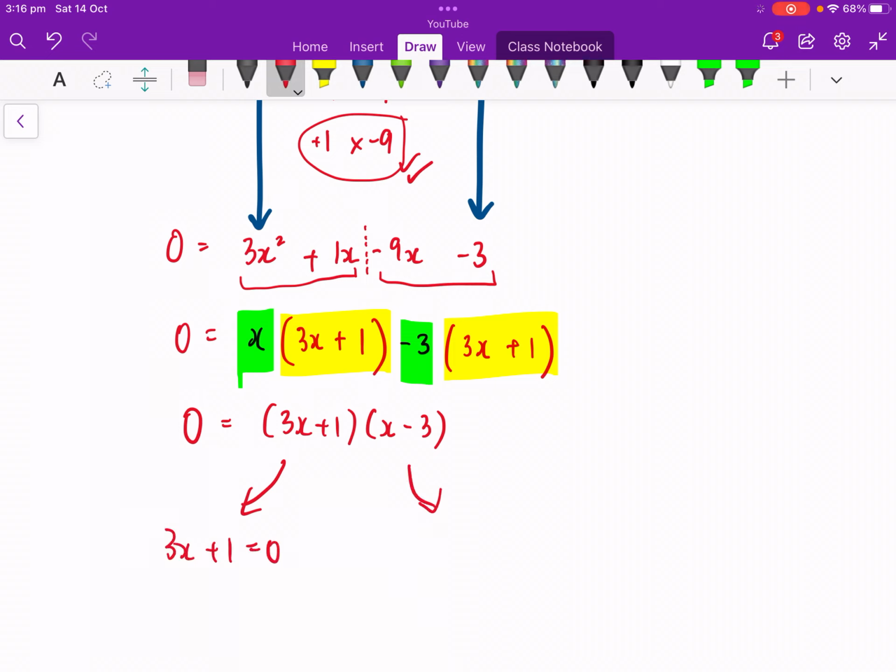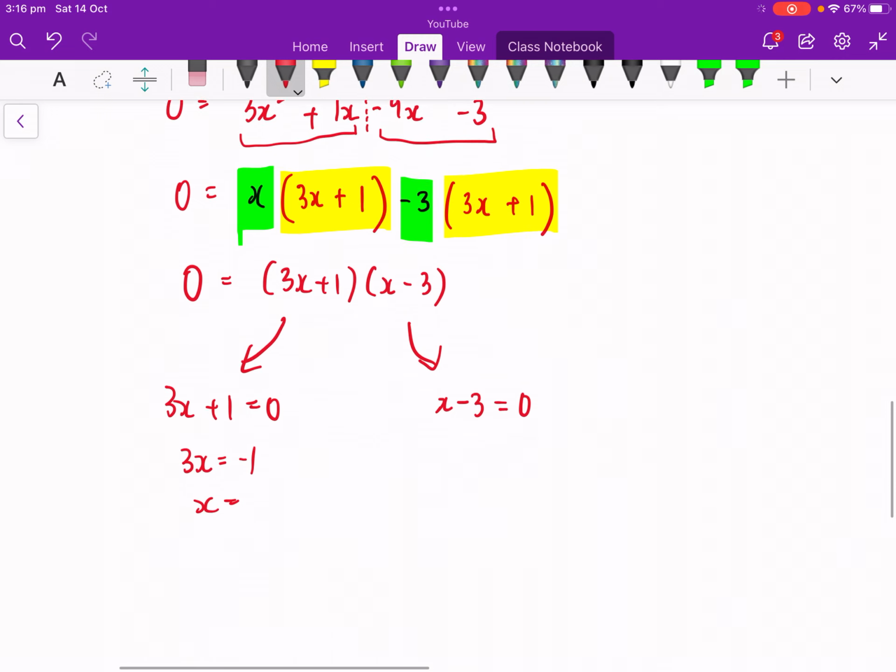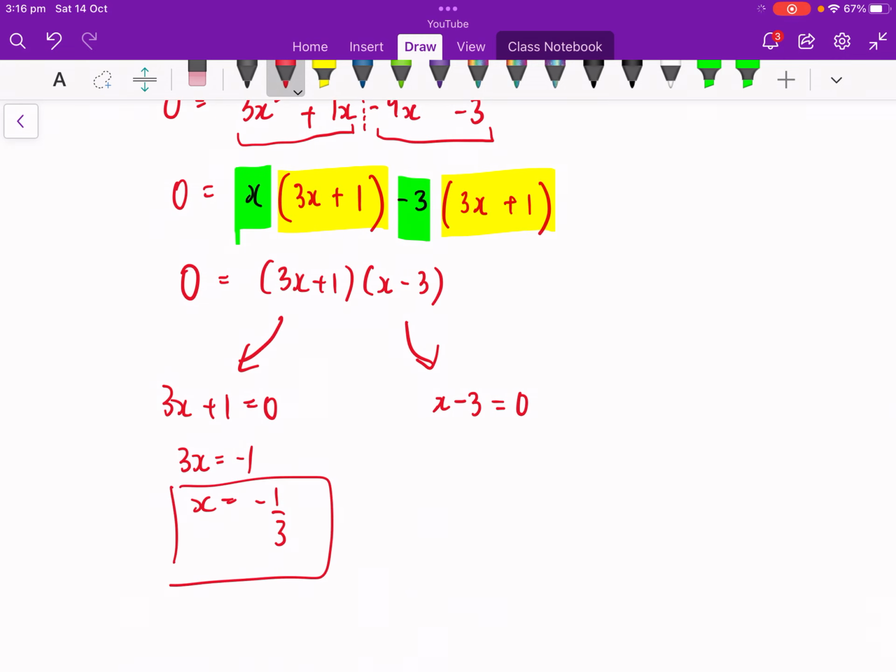Make each part equal to 0 and solve for x separately. 3x equals -1, x equals -1/3. That's one of my x coordinates. x equals, if I move this -3 to the other side, my answer is 3.